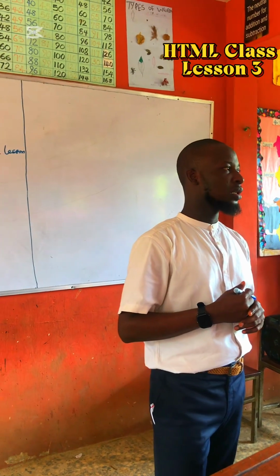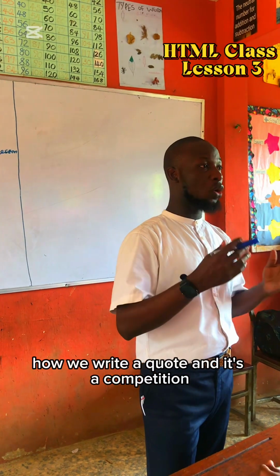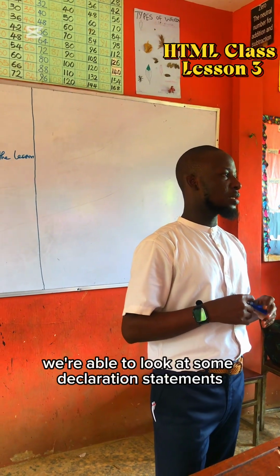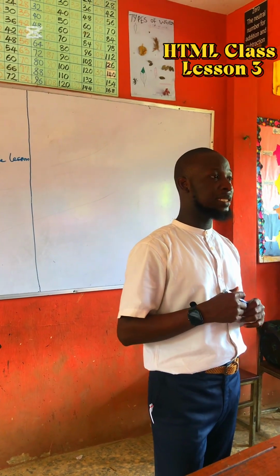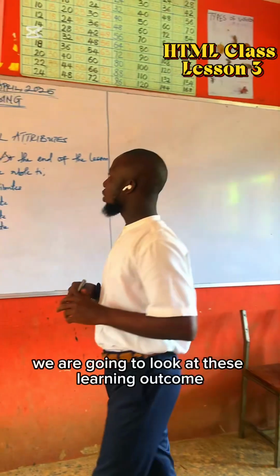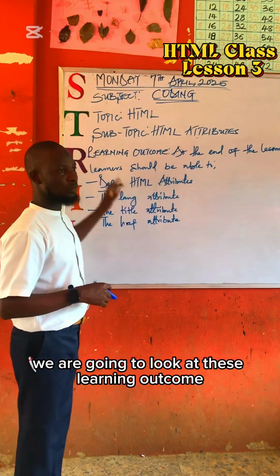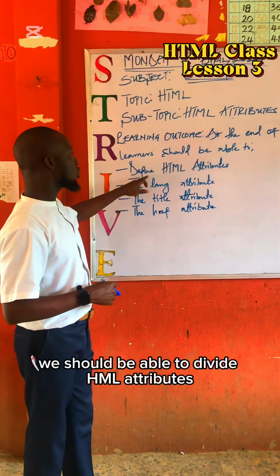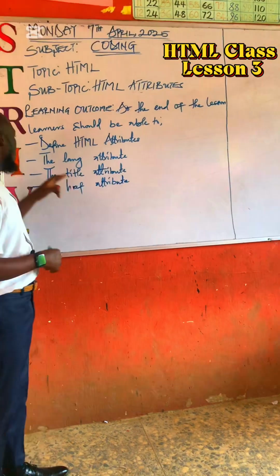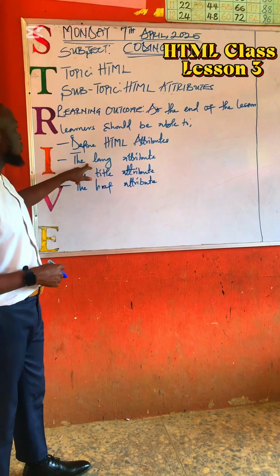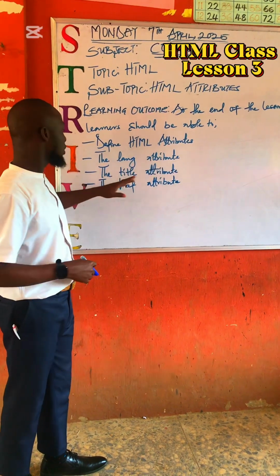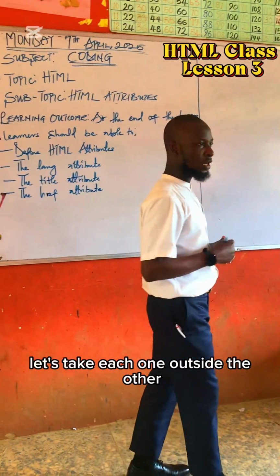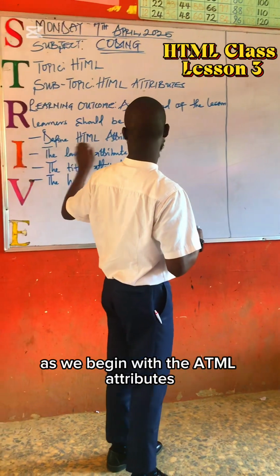In our last class, we were able to look at HTML language, how we write code and the interpretation. We were able to look at some declaration statements in HTML. But today, we are going to look at this learning outcome. Number one learning outcome says that at the end of the lesson, we should be able to define HTML attributes. The next one is to define the language attributes, the title attributes, and the href attributes. Let's take it one after the other as we begin with the HTML attributes.